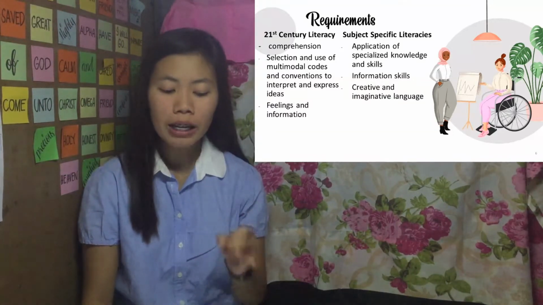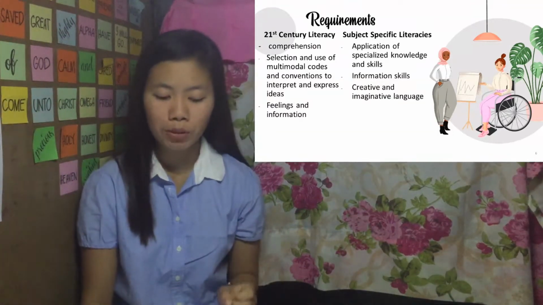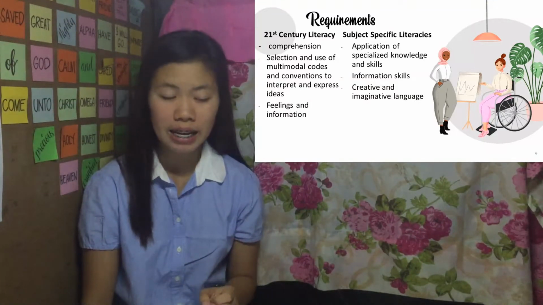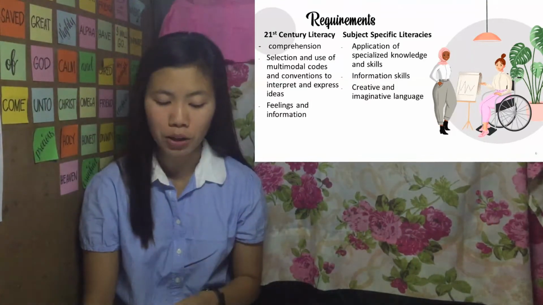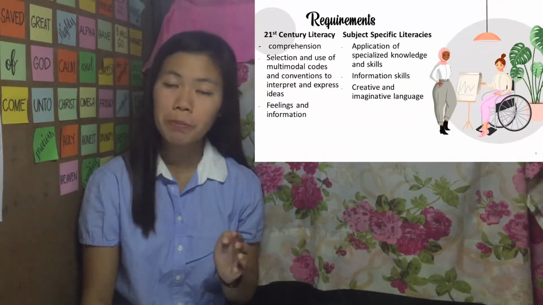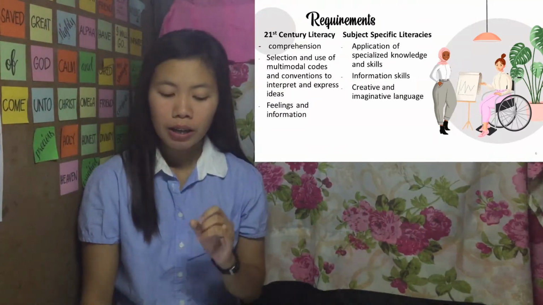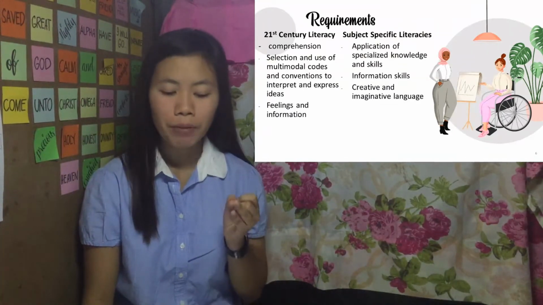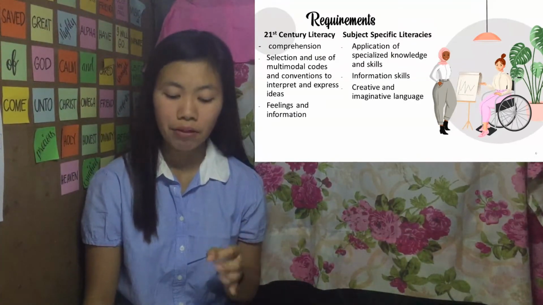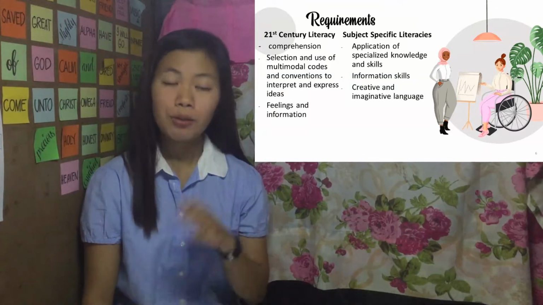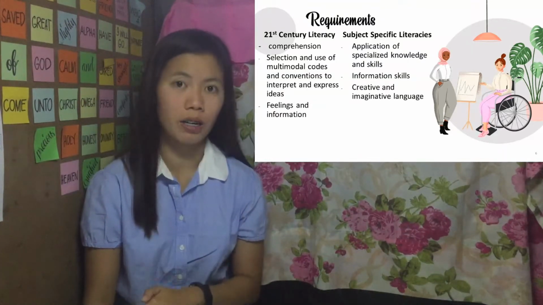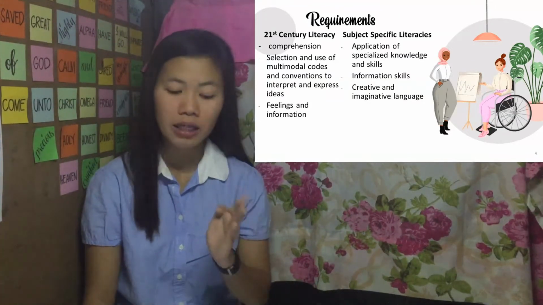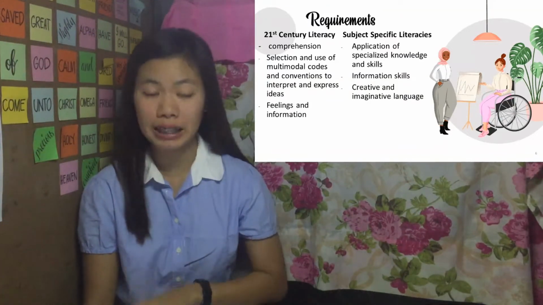comprehension, and selection and use of multimodal codes and conventions to interpret and express ideas, feelings, and information. While for the subject-specific literacies, application of specialized knowledge and skills, information skills, and creative and imaginative language. So these things are required for you to be considered literate in 21st century and subject-specific literacies.